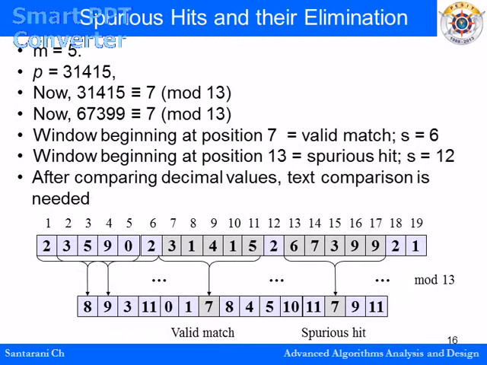Spurious hits. After finding that the modulo values match, we have to verify again to see whether it is just a spurious hit or whether it actually gives the desired match. Here for example, p equal to 31415, m equal to 5. Now 31415 is equivalent to 7 mod 13. Hence it gives the right answer. The window begins at position 7, and the valid shift is equal to 6, as shown here.